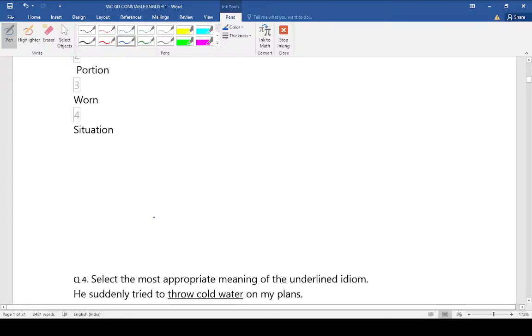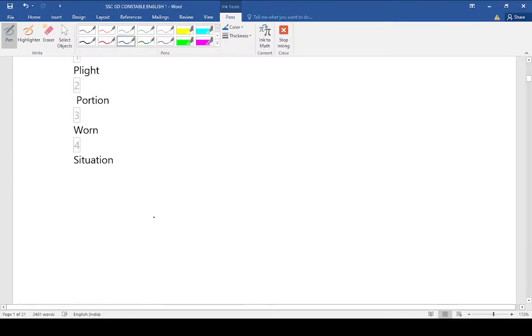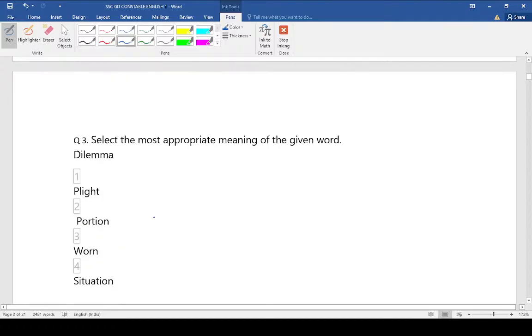Select the most appropriate meaning of the given word. Dilemma. In that, we have confusion, so they are not able to take the right decision. So in that case: plight, portion, warn, situation. Warn and situation are related to conditions, and portion is nothing but some extent it will be taken. So plight is nothing but being unable to make the right decision. So confusion is there. So here the answer will be 1.